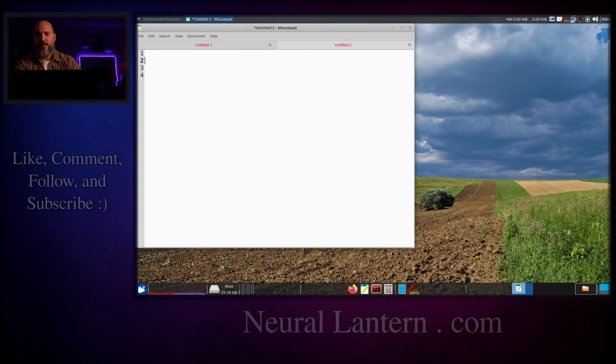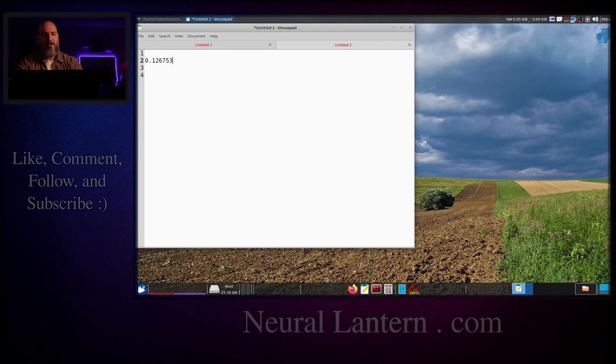So let's do an example. Let's start with converting 0.126753. I don't think that this number is going to resolve easily. It's kind of a good lesson here.